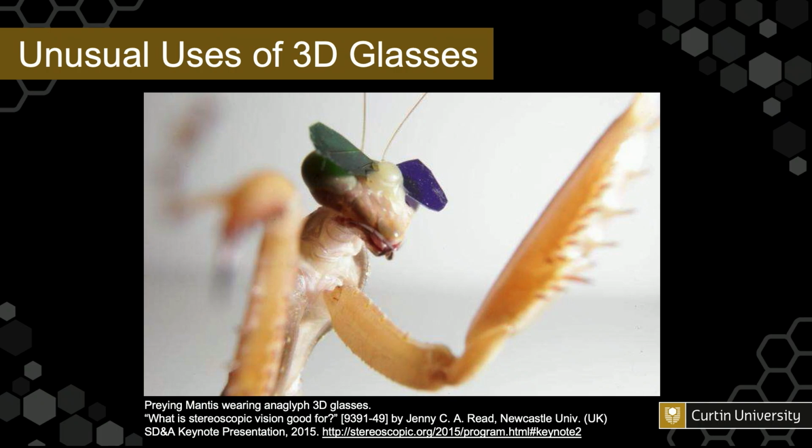Actually, let's take a little step back. Anaglyph glasses have been used in a range of other unusual applications as well. So here's a pair of anaglyph glasses being used on a praying mantis. This is the work that was led by Jenny Read at Newcastle University. She was a keynote presenter at the Stereoscopic Displays and Applications Conference in 2015. They superglued coloured filters to the eyes of praying mantises to study their insect stereoscopic vision. Now, in this particular instance, they used green-blue or green-purple because they found that for the particular sensitivity of the eyes of praying mantises, it was better to use a different combination of colours.